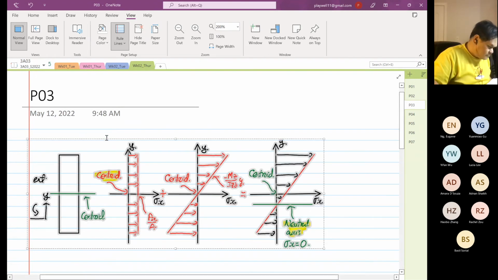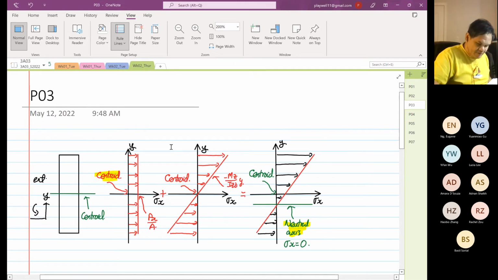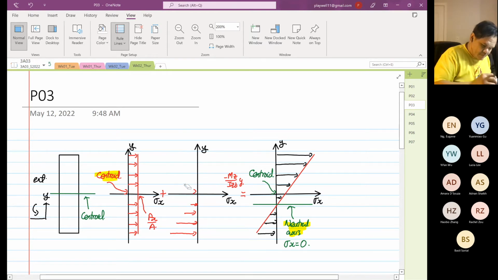Okay. The only difference is, if it allows me to do it, I'm going to get rid of this. I have to redraw this because the orientation is not the same. Okay, I'm going to get rid of this.